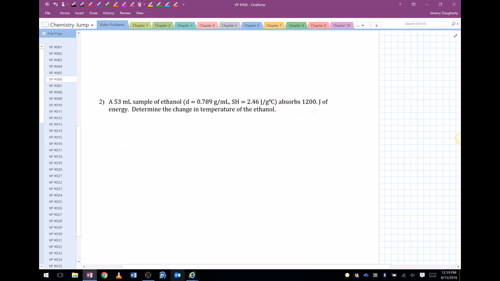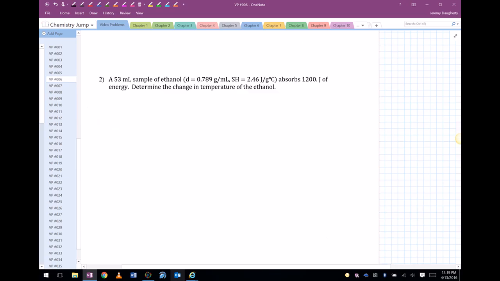A 53 milliliter sample of ethanol. So now that's volume. And here I'm given the density of that ethanol, 0.789 grams per milliliter. And I'm told the specific heat capacity of that ethanol, which I'm going to call etol, it's 2.46 joules per gram degree Celsius. It absorbs 1,200 joules. So if it's going to absorb 1,200 joules, it's going to go up in energy, so positive 1,200 joules. Determine the change in temperature. So I'm looking for delta T again.